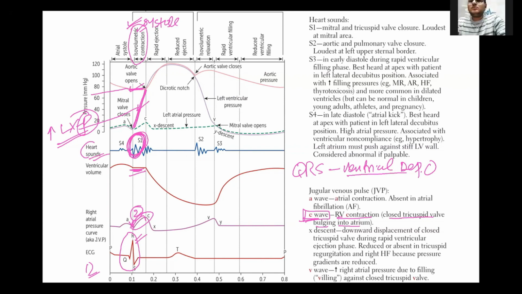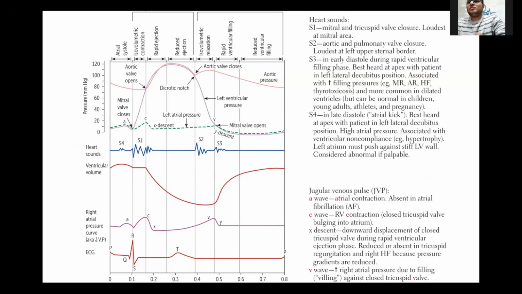What will be the change in the left ventricular pressure? It will be increasing. What will be the change in aortic pressure? No change. Okay, so we discussed the atrial history, we discussed isovolumetric contraction. Next, we discuss the rapid ejection phase.